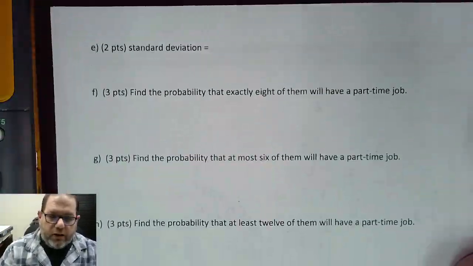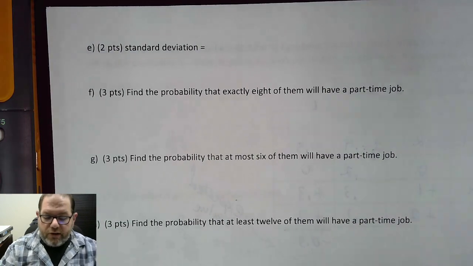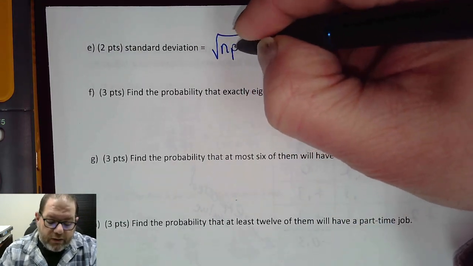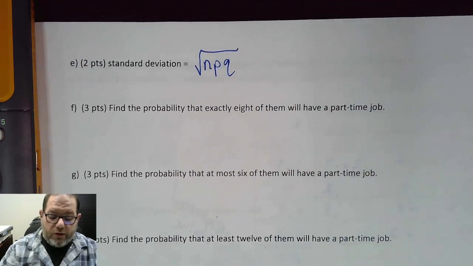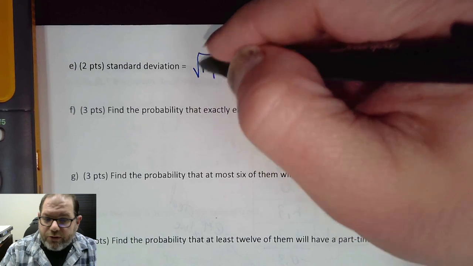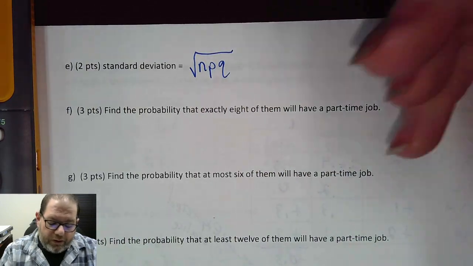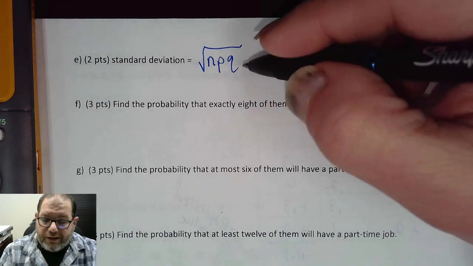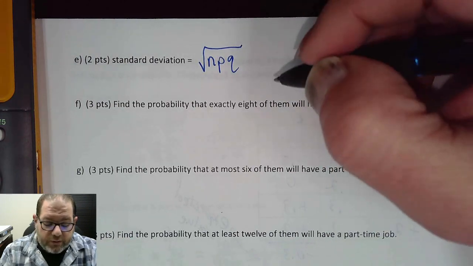Moving to the next page. We have 4 more parts in this problem still. So E, we want to find the standard deviation. So the formula for the standard deviation is n times p times q under the square root. As always, our standard deviation is the square root of the variance, but we don't really use the variance for anything just yet. That'll be in a later stats class if we take one.